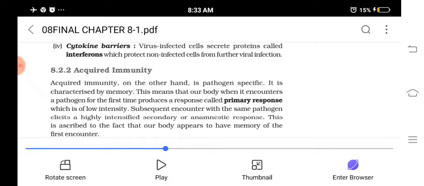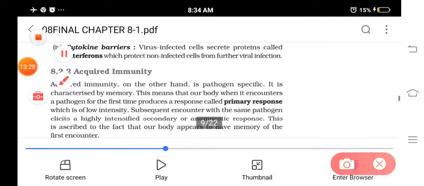And if that particular pathogen attacks the body for the second time, it is called the secondary response. The response produced by the body to the second or subsequent encounter with the same pathogen is called the secondary response, and it will be highly intensified, and that is called the anamnestic response. This was asked, difference between primary response and anamnestic response. The anamnestic response is the immune response of the body when it encounters the same microorganism the next time or in subsequent times. It is called the secondary or anamnestic response.